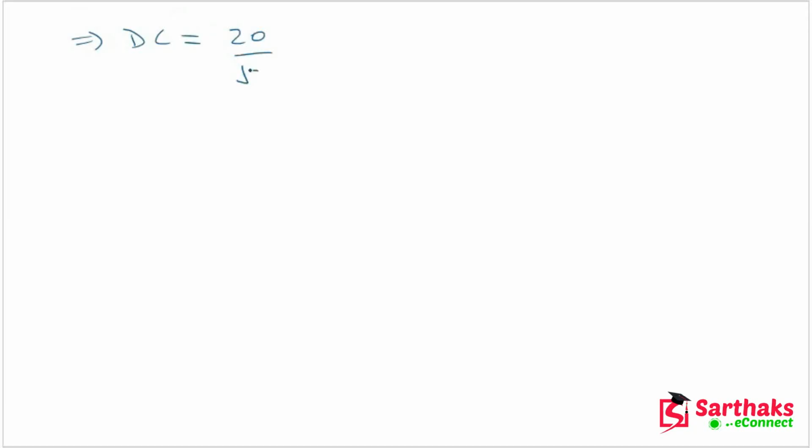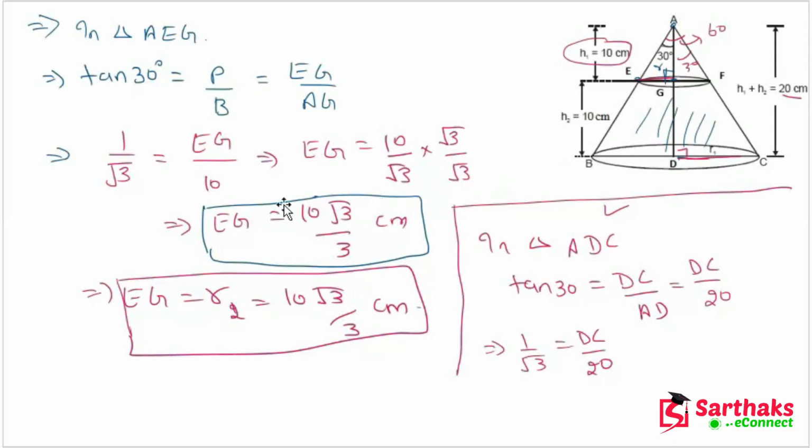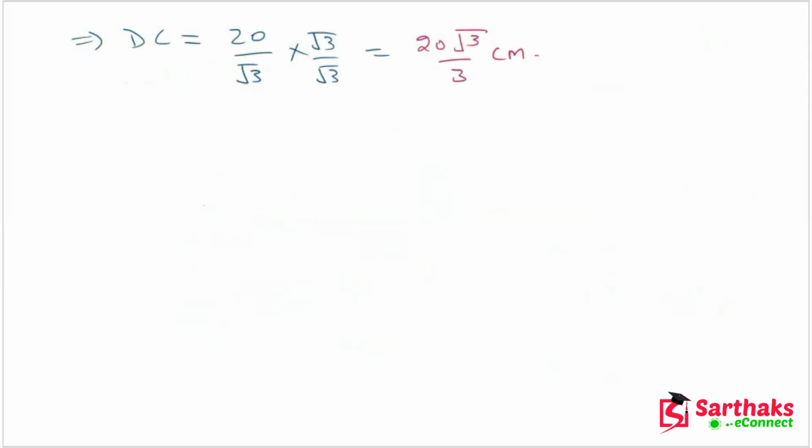20 upon root 3. Again we have to rationalize this. We have to multiply root 3 and root 3 in numerator and denominator. So this will become 20 root 3 upon 3 centimeter. So my dear friends, what is DC? DC is R1. So DC is equal to R1, which is equal to 20 root 3 upon 3 centimeter.